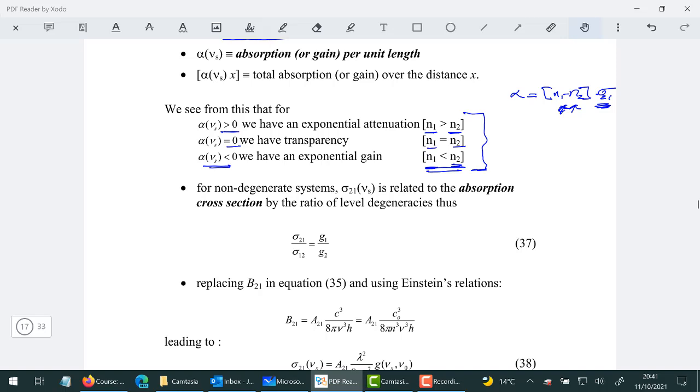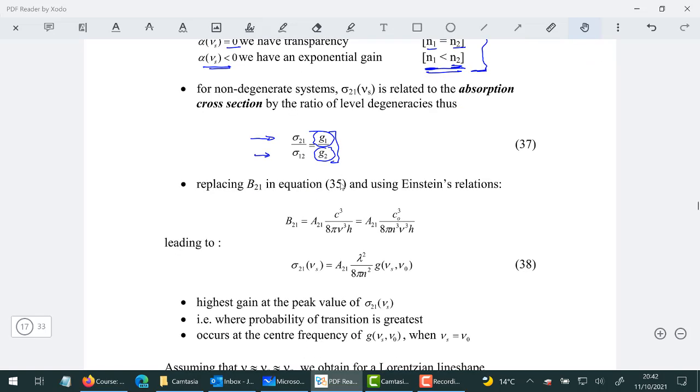Now, this has been under the assumption that we have a non-degenerate system. If we do have degeneracy, if G1 and G2 are not equal, then we have to think about the cross-sectional area, or remember the effective cross-sectional area, for the stimulated emission as being different from the effective cross-sectional area for the absorption. In other words, the absorption might have a bigger effective area than the stimulated emission, in which case you're going to get lots and lots of absorption. What does that mean? It means that there are lots and lots of different ways in which we can get into level 1 compared to the number of ways in which we can get into level 2. And vice versa, the other way around as well.